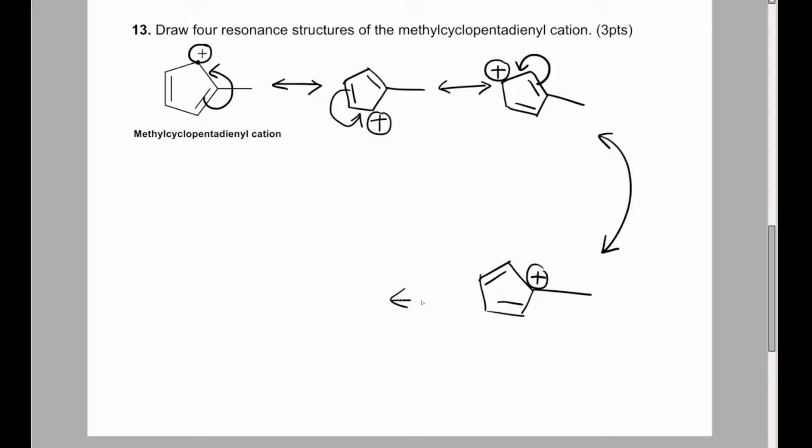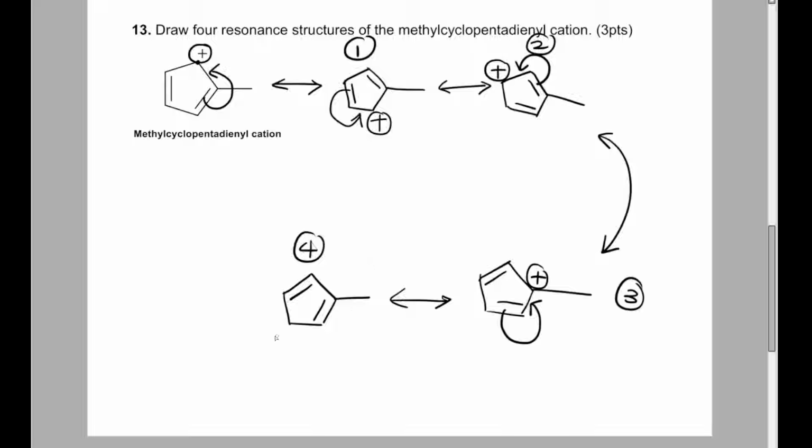And then finally, we do this one more time. We can move this double bond back here and then displace this positive charge here. And we'll get something like this. This is 1, 2, 3, 4. Oh, sorry. This is where the positive charge ends up.